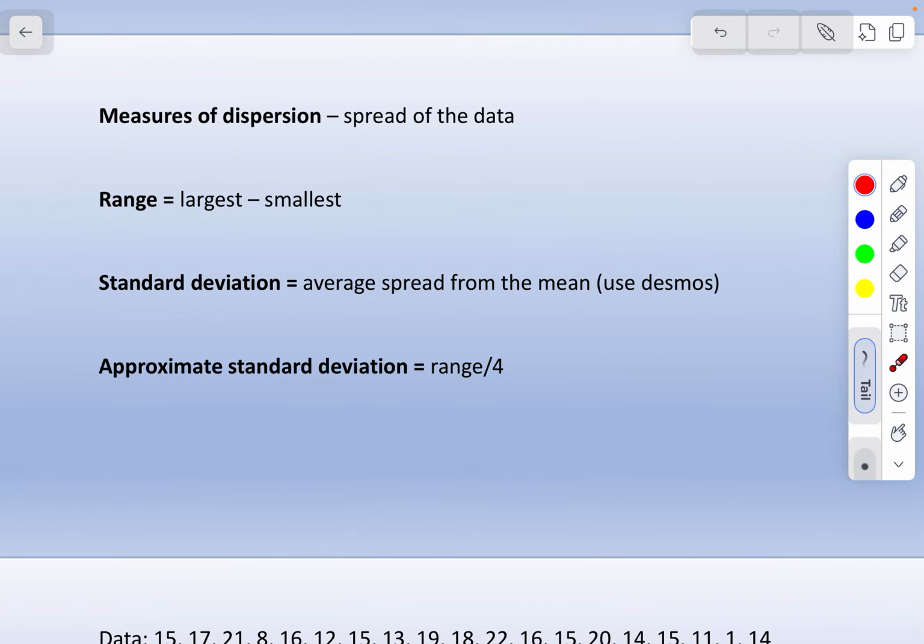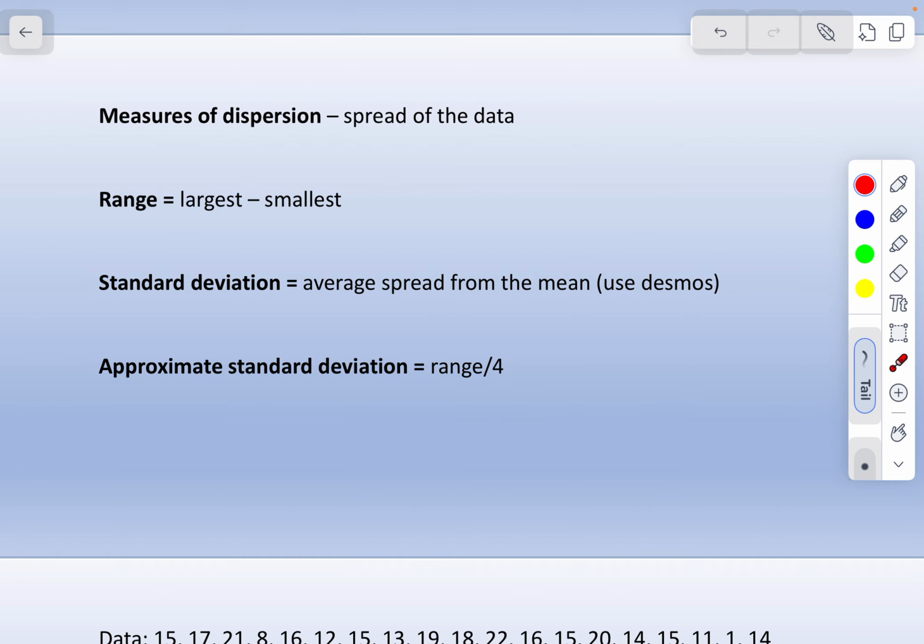The spread of the data can be found with what's called a measure of dispersion. That's range and standard deviation. For those ones, you really much want to use Desmos. Range is just largest minus smallest, so it's going to be easy to do. Standard deviation, I'll show you how to use Desmos. You can find an approximate standard deviation.